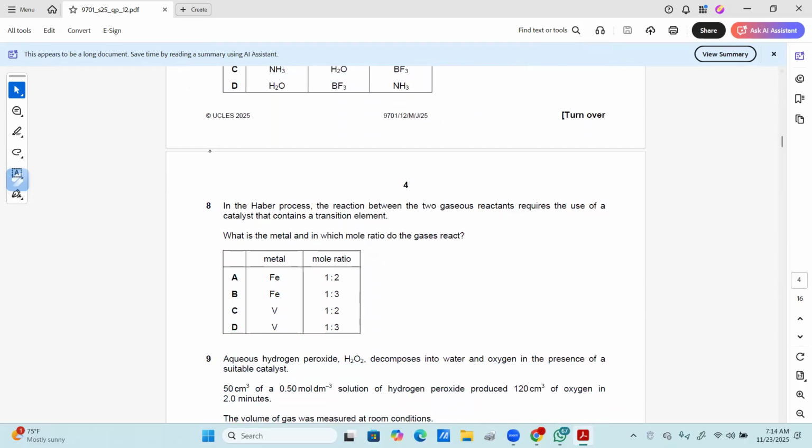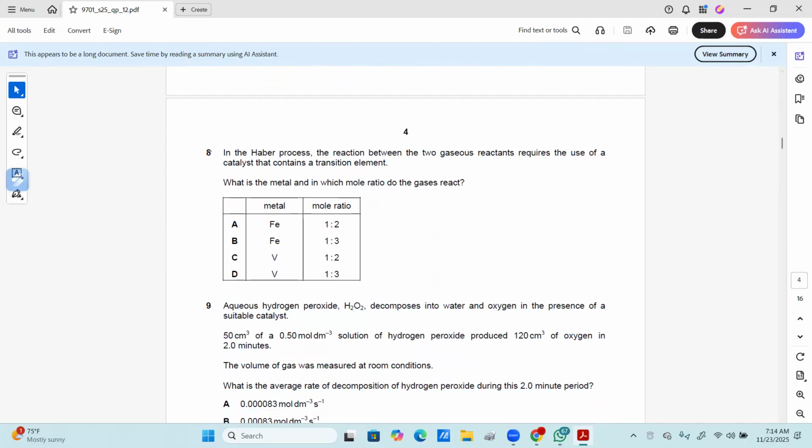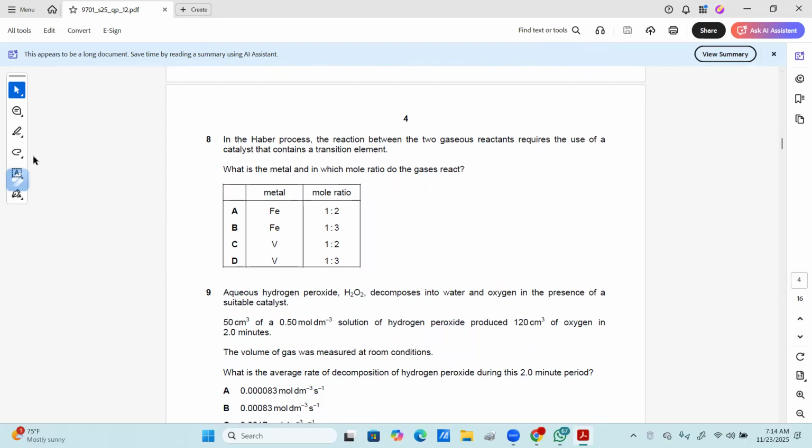Then in the Haber process, the reaction between the two gaseous reactants requires the use of a catalyst, which is an element. Okay, so in the Haber process, we use nitrogen with hydrogen to form ammonia. If you balance the equation, 2, then this should be 3. So the mole ratio will be 1:3. We have 2 answers and the catalyst we use is iron. Therefore, B is the answer. That is the theory part.